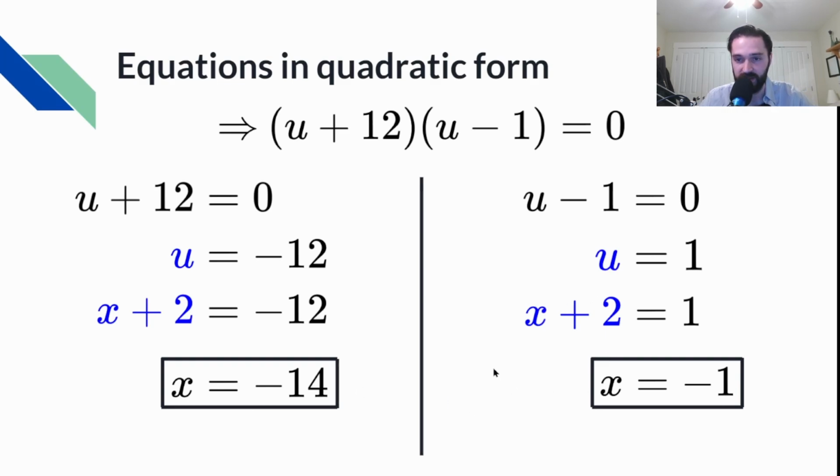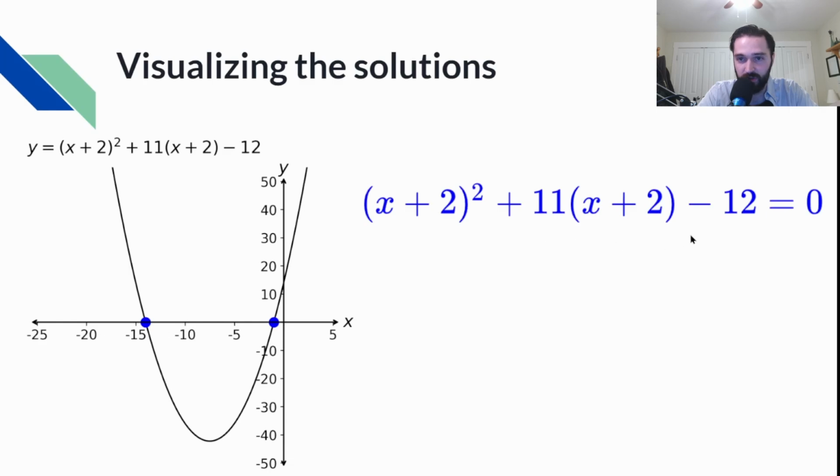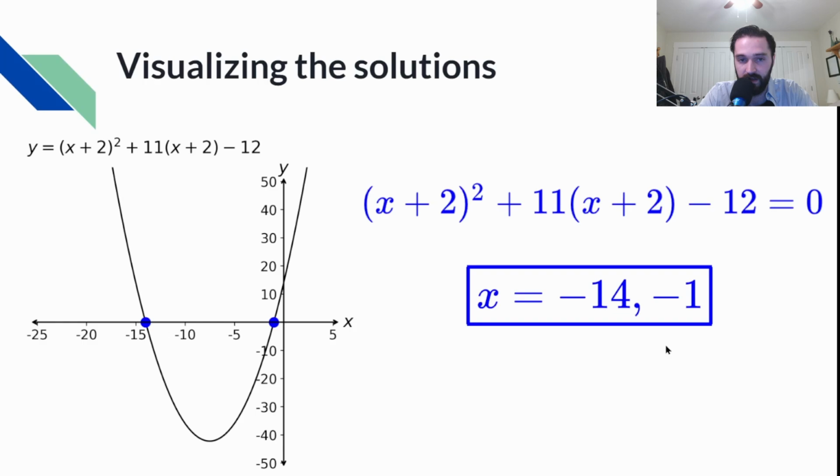Let's visualize these on the coordinate system. This parabola represents this equation, and we solved this blue equation here. We solved this equation in x, and we got 2 solutions: x equals negative 14 and x equals negative 1. Both solutions are real, so we can visualize them on this graph. That's where the graph crosses the x-axis, so these are our 2 points.